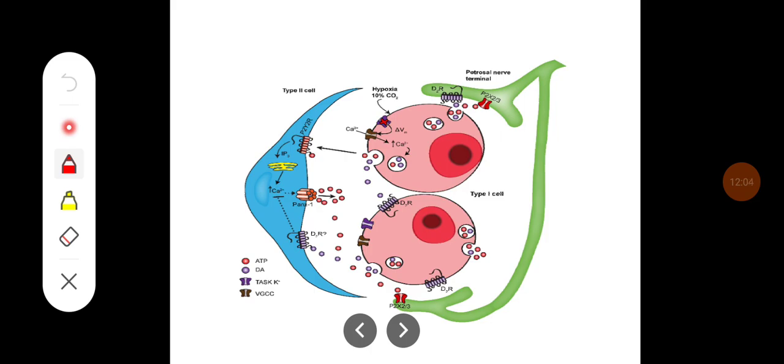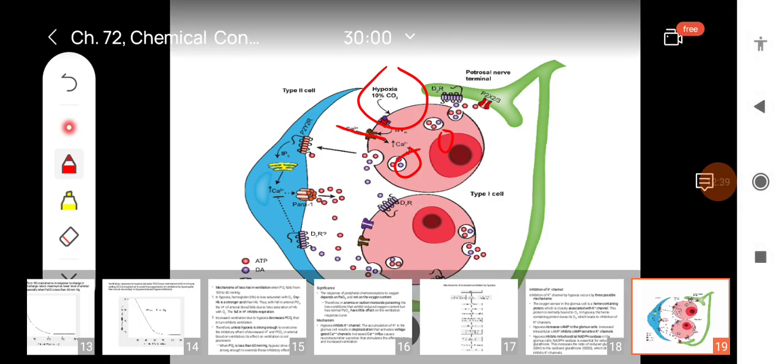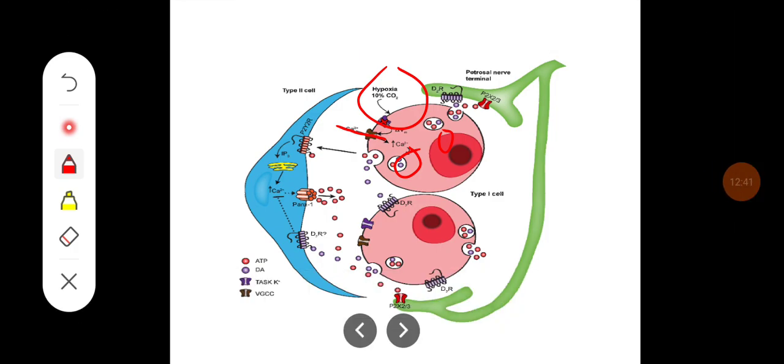So this is the mechanism by which hypoxia will lead to the inhibition of the potassium channels. So the potassium gets accumulated in the cell, and that leads to depolarization. The depolarization will help in the opening of the voltage gated calcium channels. So entry of calcium degranulates the neurotransmitter containing granules, and this neurotransmitter acts on the postsynaptic membrane, and that leads to production of action potential.